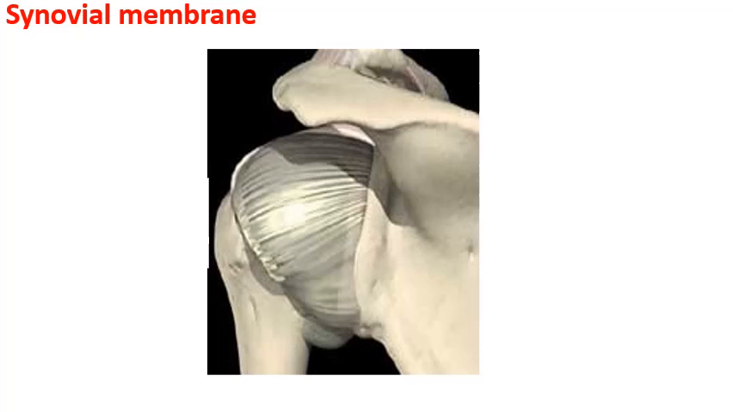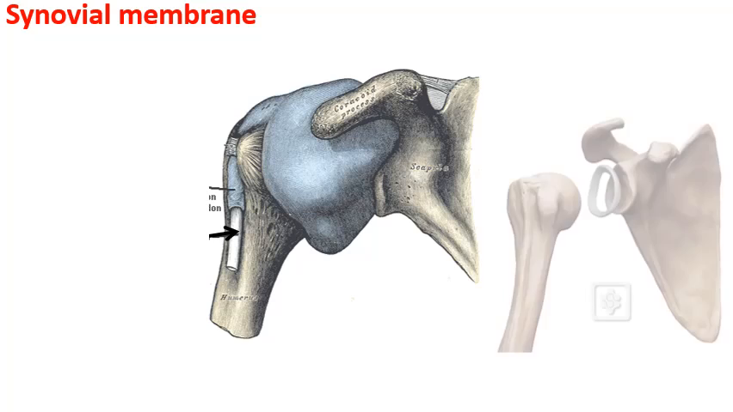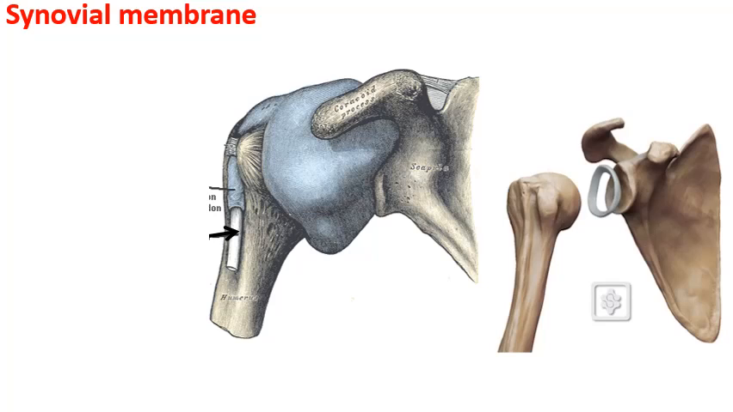Next, we come to the synovial membrane. This shoulder joint is a synovial joint. It has a fibrous capsule, and this fibrous capsule is lined by a synovial membrane. So if we remove this white fibrous capsule, which you see in the picture, I will find the synovial membrane lining the inner aspect of the capsule.